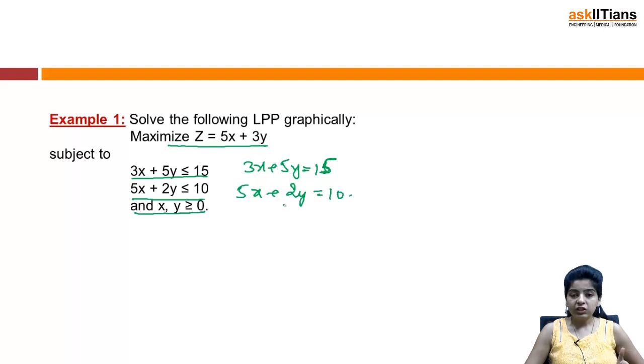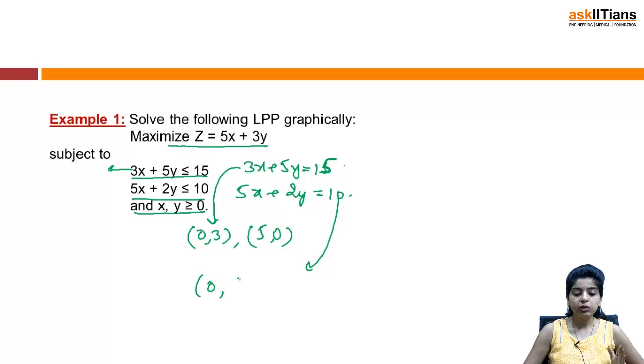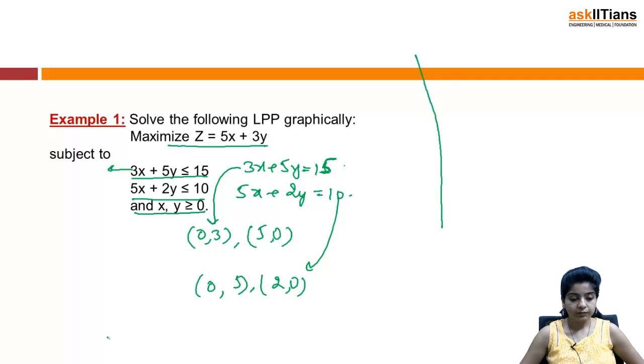Now to draw the graphs of these two equations, I'll put my x coordinate to be 0. Once I put x equal to 0, I get 5y is 15, that means y is 3. Similarly, I put y coordinate to be equal to 0 and that gives me x equal to 5, so I have these 2 points. Similarly, for the other equation, x equal to 0 gives me y equal to 5 and y equal to 0 gives me x equal to 2. Plot it on a graph.